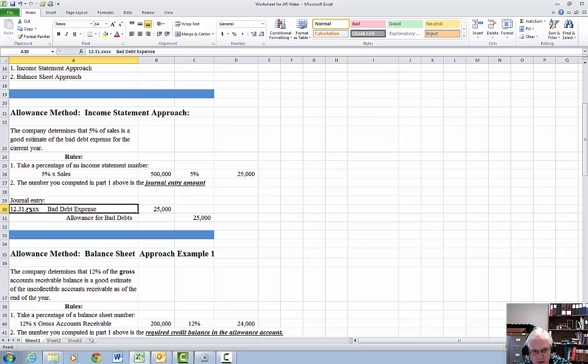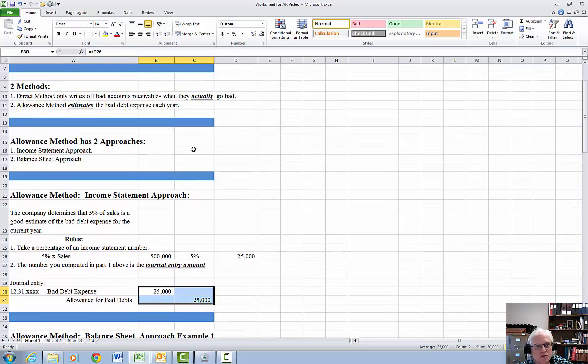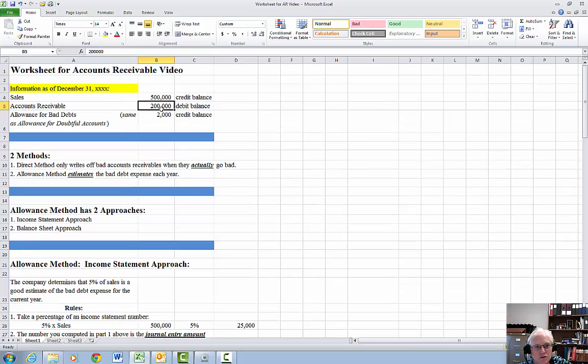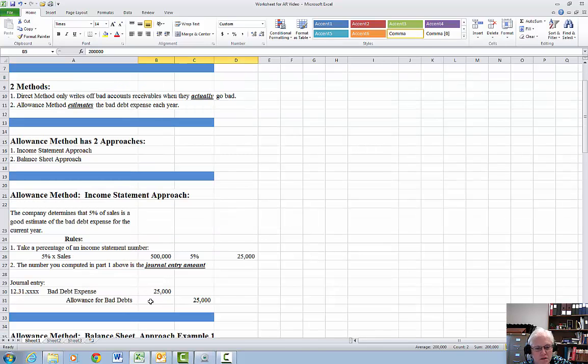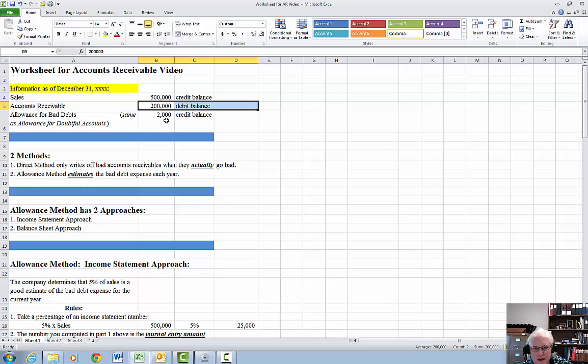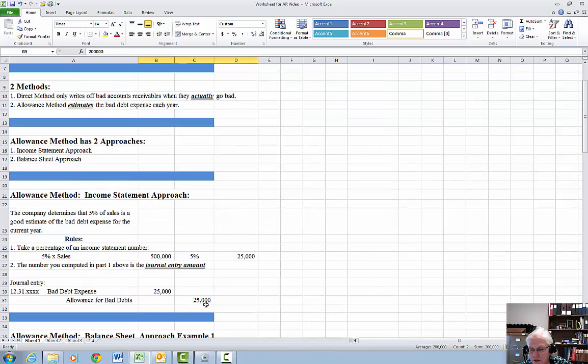At the end of the year, you're going to debit bad debt expense, credit allowance for bad debts for the number you computed, $25,000, and you're done. Piece of cake. So on your balance sheet, you're going to show the accounts receivable at cost of $200,000 minus the allowance, which now has $27,000 in it, and the difference is your net realizable value.